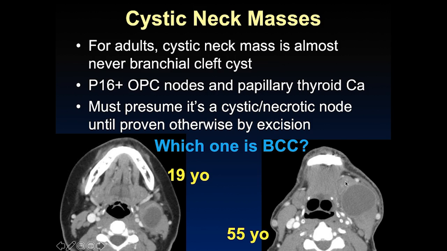Well, as it turns out, even though this lesion looks more complicated, the 19-year-old had a branchial cleft cyst, while the 55-year-old had a cystic nodal metastasis from an oropharyngeal primary. So again, let age help you, and in an adult, never assume that it's a branchial cleft cyst until you've proven otherwise.